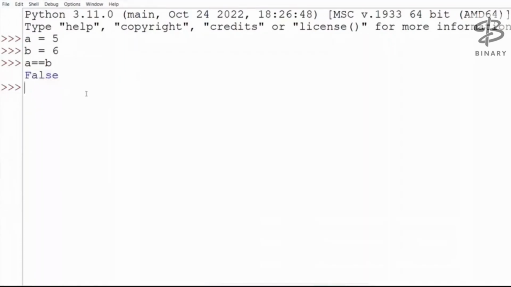Okay, now if I take for example another variable c, and c value is 5, and I compare a equal to c. Okay, definitely c is 5, a is also 5. So if I compare a with c, I will get the result true. Okay, so this is the meaning of the double equal to operator. We are comparing whether two numbers are equal or not with the help of the double equal operator symbol. Okay.